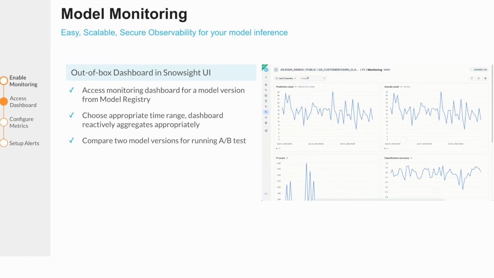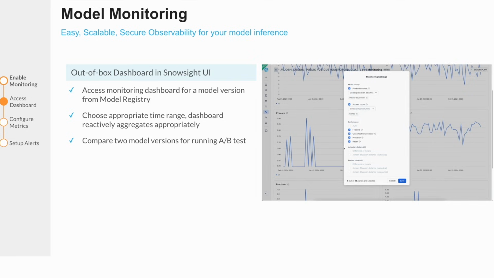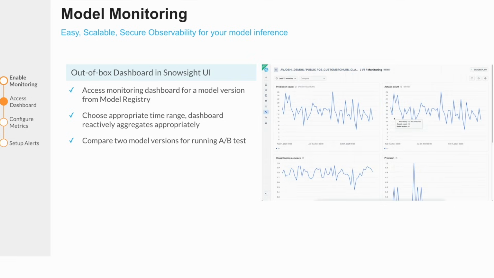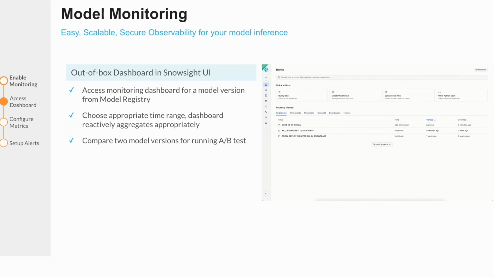We also have the out-of-box dashboard in the Snowsight UI. This helps access the monitoring dashboard for a model version from the model registry. You can also choose the appropriate time range, and the dashboard will reactively aggregate appropriately. You can also compare two model versions if you're running an A/B test.